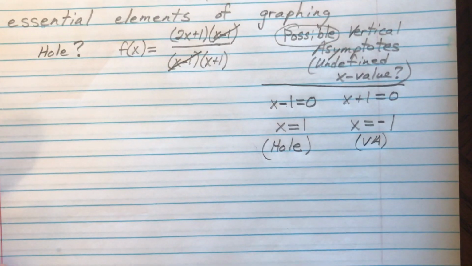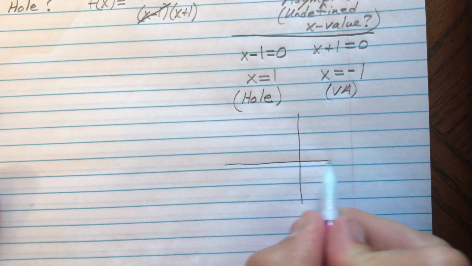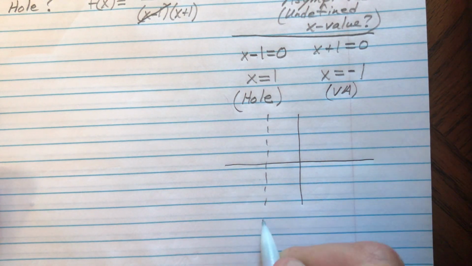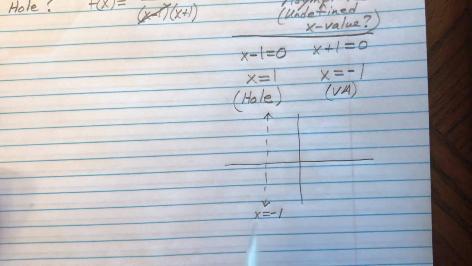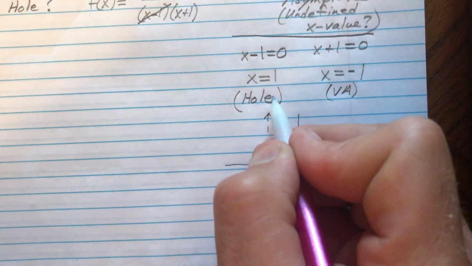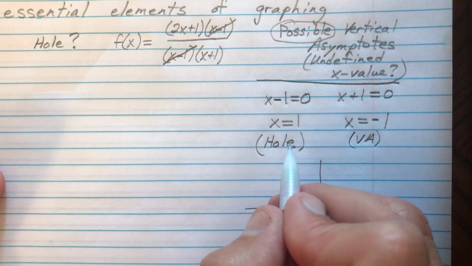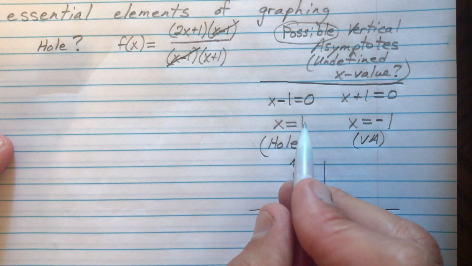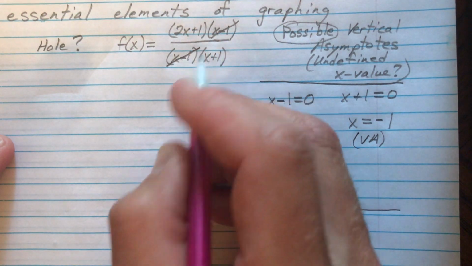So we can start building our sketch over here on the side. We know at x equals negative 1, there's a vertical asymptote. The hole, we have to find out where to locate it. It's kind of like a point, but with an open circle. What we're going to do is take our fraction and plug this 1 into it. But we're going to plug it into the canceled fraction.